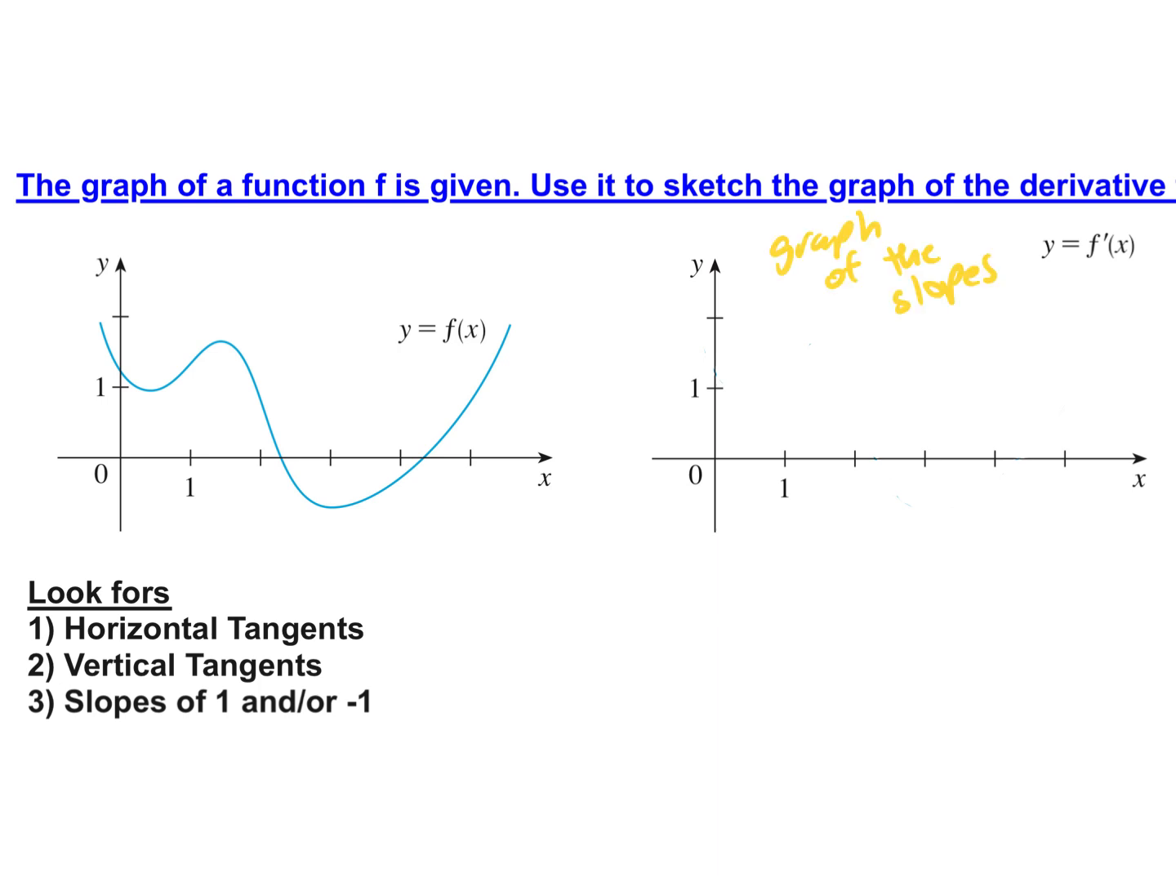And so what we're going to end up doing is, on this graph to the right, we're going to make a graph of the slopes. That's essentially all we're doing. The slopes of the tangent lines. I guess I should have added that too. It should be slopes of the tangent lines. That's what this graph is going to be. A graph of the slope of the tangent lines.